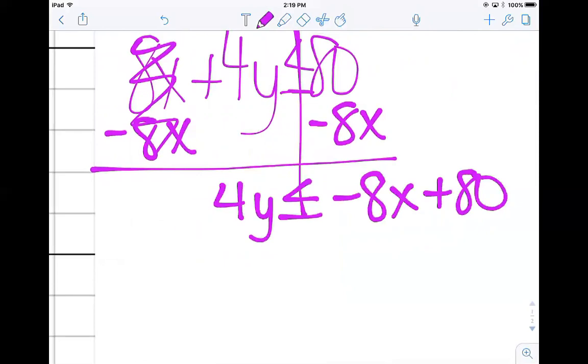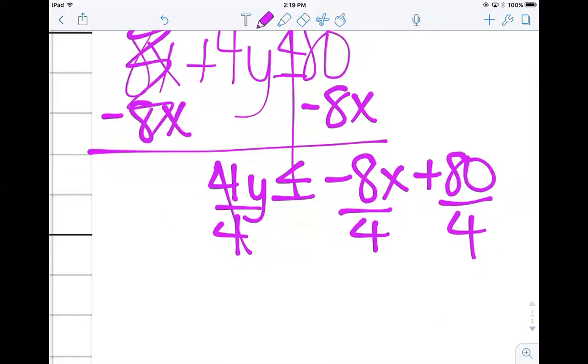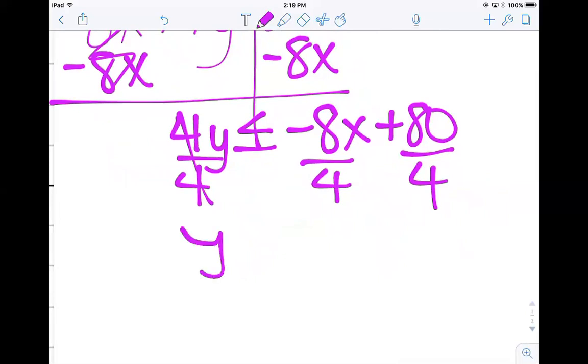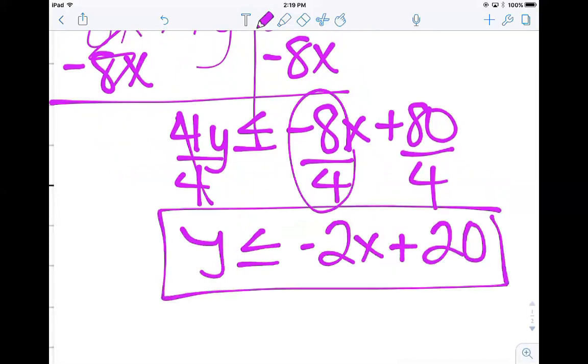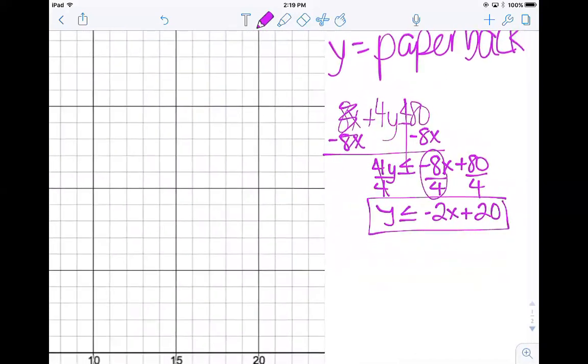They are separate pieces. To finish, we are going to divide every part by 4 because we want Y to be by itself. So Y is less than or equal to negative 2X because negative 8 divided by 4 is negative 2, plus 80 divided by 4 is going to give us 20. So we have our inequality, which is something I'm going to be looking for.